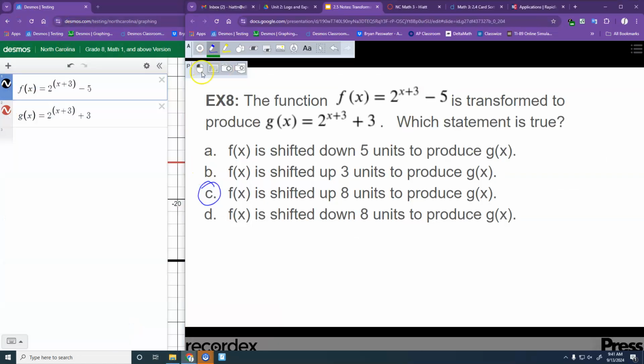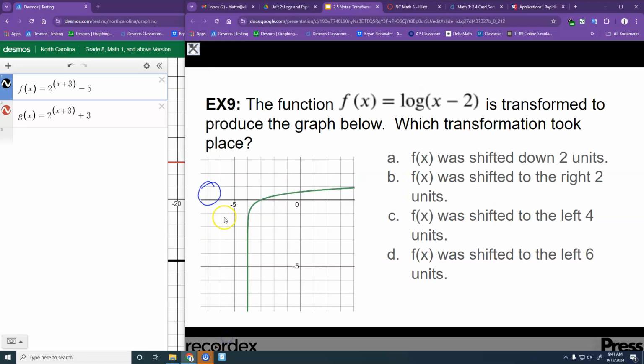All right. Okay. This is our last one. The function is transformed to produce the graph below. Which transformation took place? Quiet, please. We've got this last one.